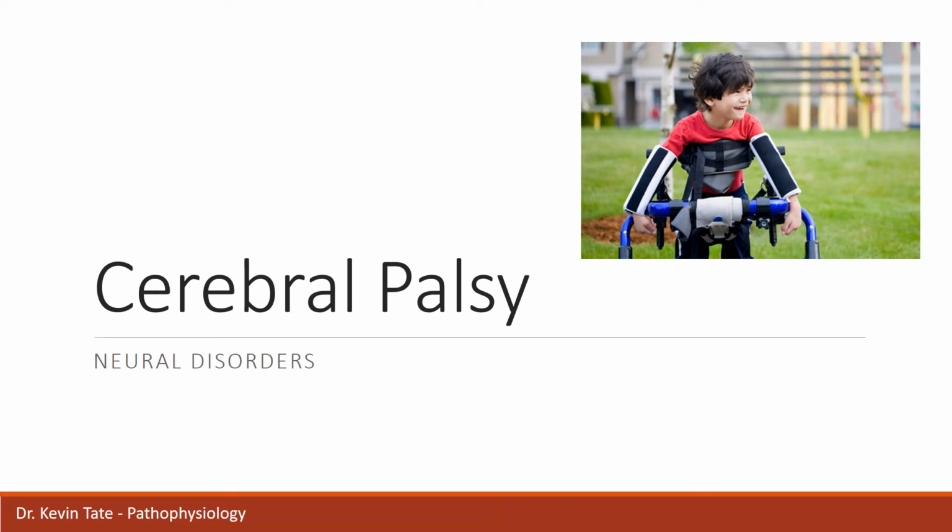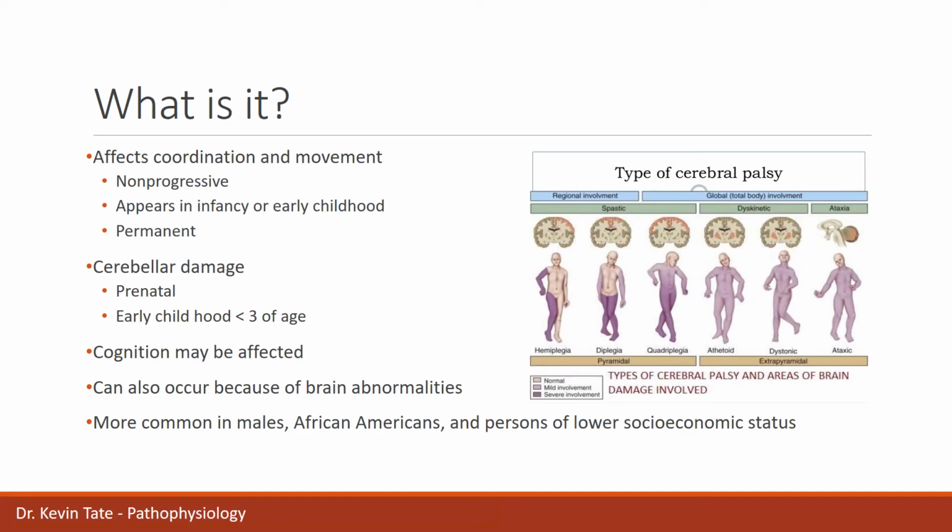Alright, in this audio lecture, we're going to be learning about cerebral palsy. This is a continuation of the neural disorders lectures that we are preparing. So, cerebral palsy is a disorder that results from damage to the brain. Okay, so this is generally a condition that affects movement and coordination.